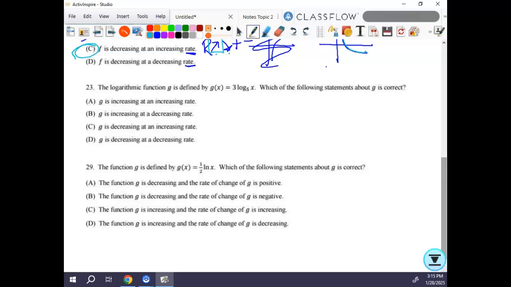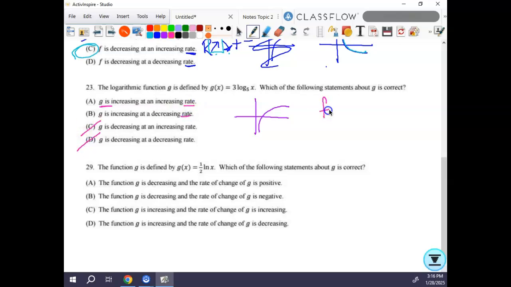All right, which of the following statements about G is correct? So once again, I need a picture. Now this is log base 5. It's not a natural log, but it doesn't matter. Your parent function looks the same. The 3 stretches it, no big deal. Okay, so now we look over here. G, the function itself, is definitely increasing. So C and D. And then we're talking about the rate.